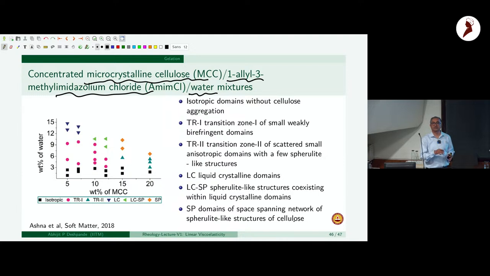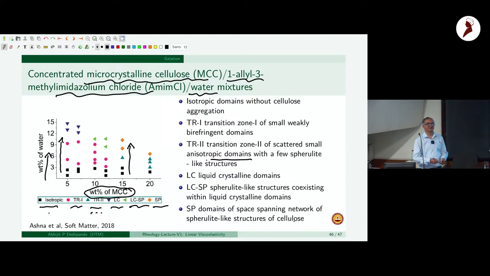So as soon as you start adding water, you start forming assemblies of cellulose, and therefore you start getting different types of phases. Depending on the assembly of the cellulose, you actually see fairly different types of phases based on our microscopic observations. So this is the amount of water that is being added into a solution of crystalline cellulose and the ionic liquid. As you increase water, at 15% if you focus, you go from an isotropic phase to a transition zone where there are some anisotropic domains to basically a gel-like system.